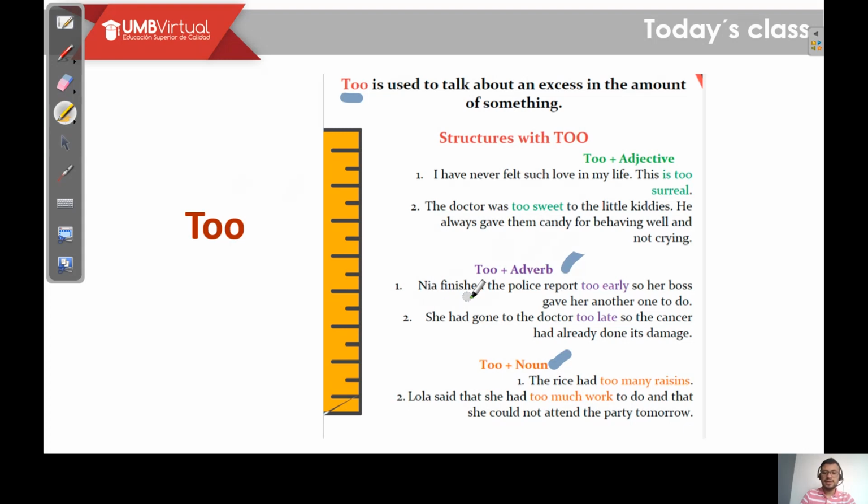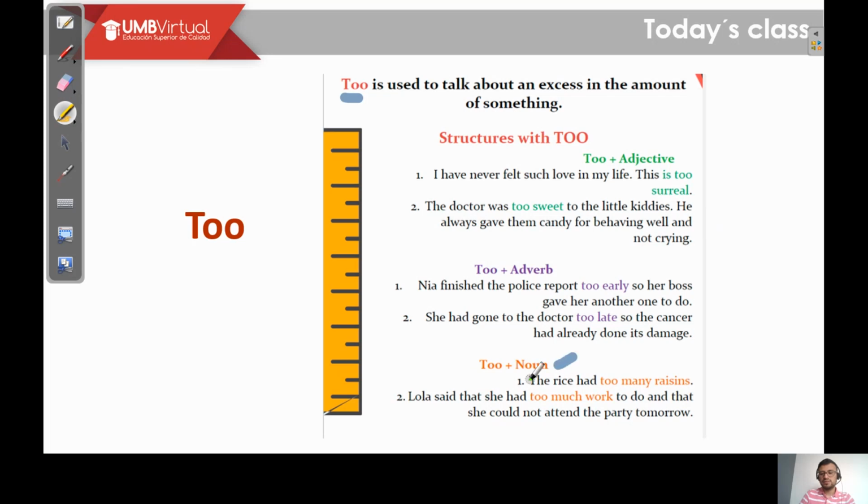Too plus adverb. Nia finished the police report too early. ¿Sí? ¿Qué está modificando este too early? No está modificando el police report. No, está modificando el finished. ¿Sí? Nia terminó el reporte policial muy temprano, así que su jefe le dio otro para hacer. She had gone to the doctor too late, so the cancer had already done its damage. Bueno, este está un poquito triste, pero digamos que es como para el muy tarde.